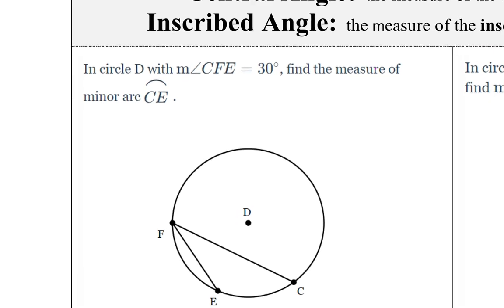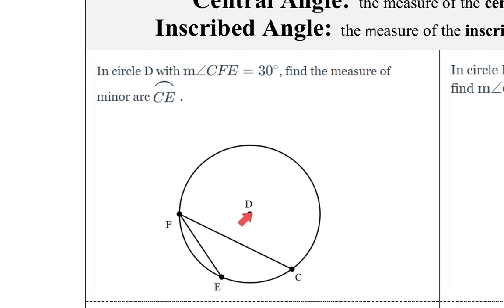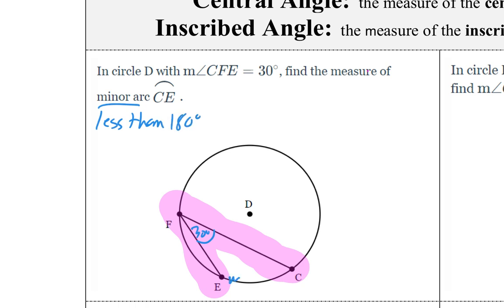Okay. It says in circle D, the measurement of angle CFE equals 30. All right, so that says CFE. So that angle is 30 degrees, right? So let's put 30 degrees right there. Find the measure of minor arc CE. So that means this way would be a major arc, right? So minor arc tells us less than 180 degrees, right? So that means this right here.